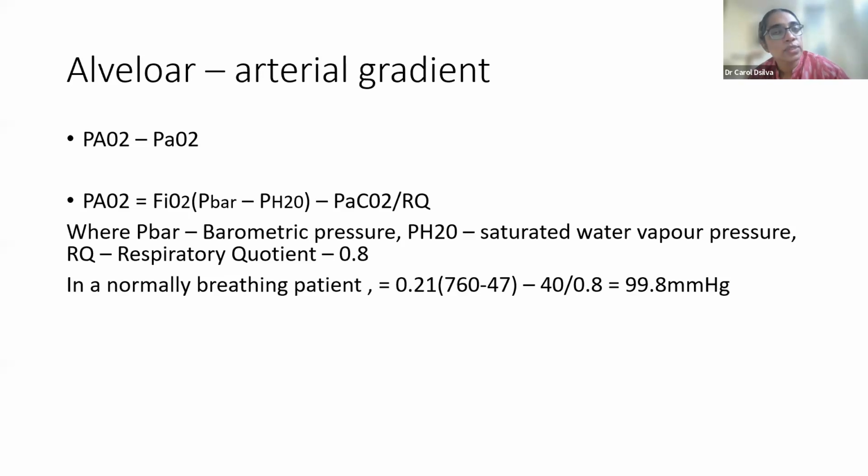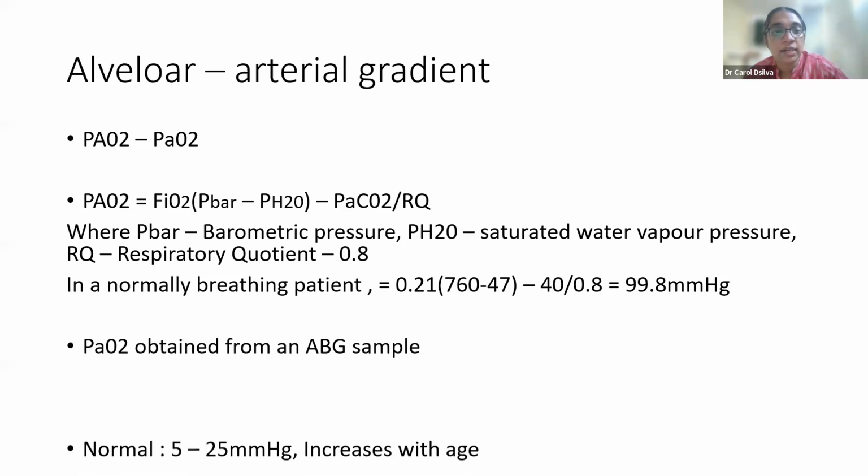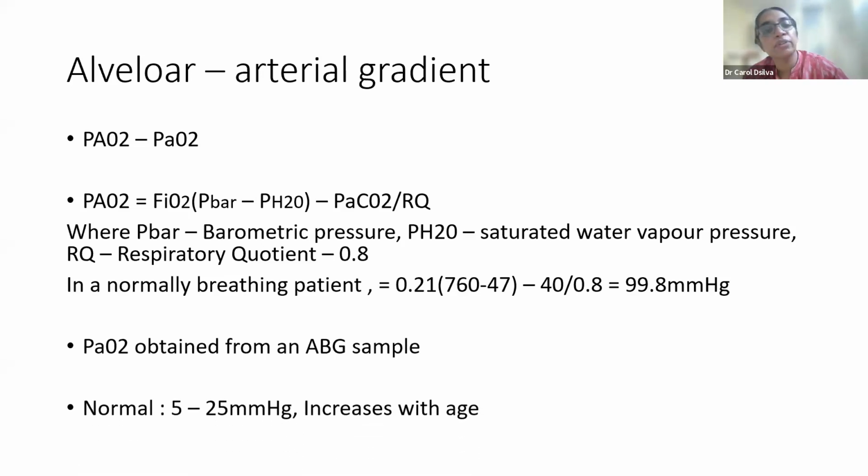Whereas, what did I tell you was a normal value for PaO2? It should be above 80. So if you subtract 80 from 100, this range is normally anywhere between 5 to 25, and it increases slightly with age. It's very important that if this gradient increases, it means there is some underlying pathology, anywhere from your lungs all the way to your circulation, which you'll obviously have to find out with your clinical examination and tests. But this can give you an important clue.